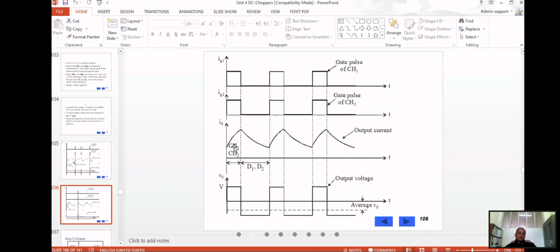So chopper 1 and chopper 2 are conducting. If you see, the D1 and D2 conduction period is more than the chopper 1 and chopper 2 conduction period. So the off period is more than the on period. That's why the average output voltage is negative. That's why the sentence given in the previous slide says the voltage can be positive or negative, but the current will always be positive.